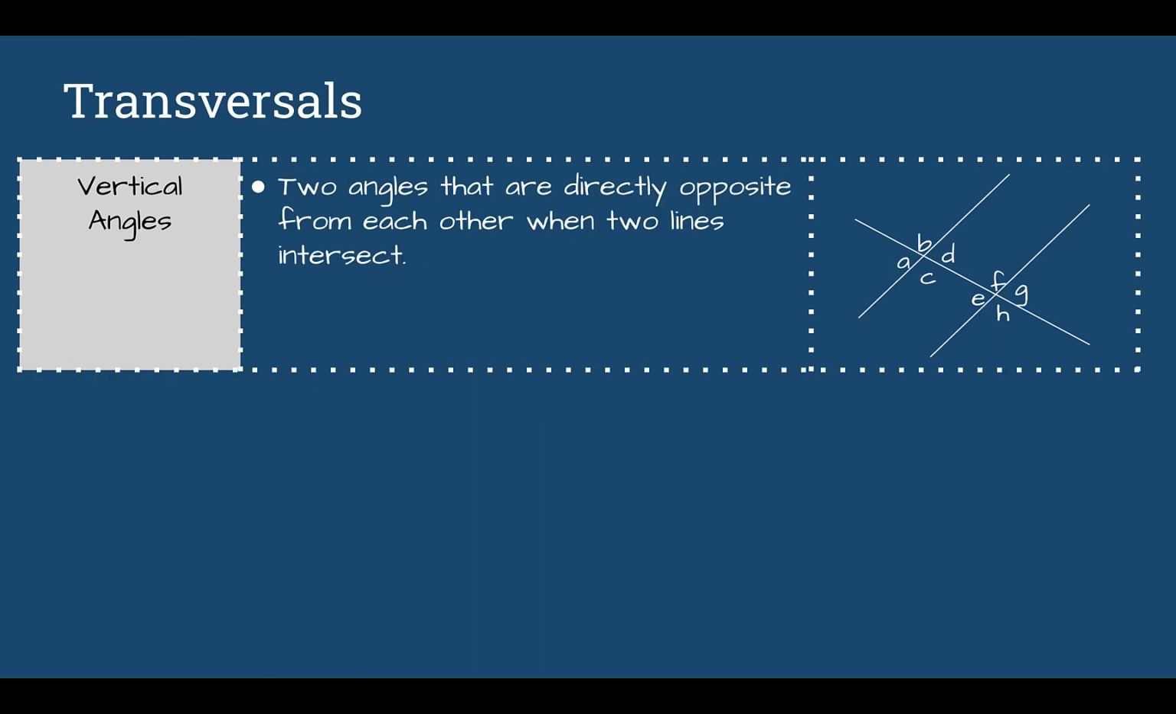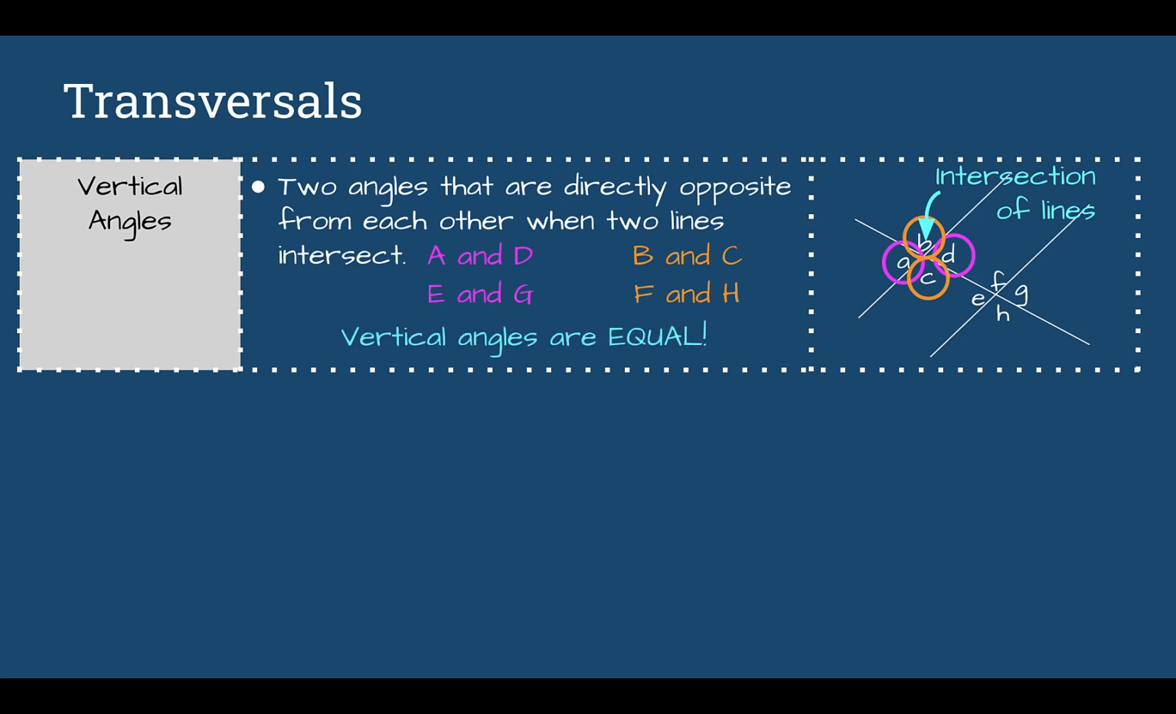Next, we have vertical angles. So these are angles that are directly opposite when two lines intersect. So we have the intersection of two lines there, of our transversal and one of our parallel lines. We're going to take the two that are opposite, A and D, or B and C. If we look at the other intersection with the other parallel line, we could have E and G and F and H. Those are also pairs of vertical angles. And just like we've seen with a couple other types of angles, vertical angles are equal. So if you know one of the angles, you know the other.